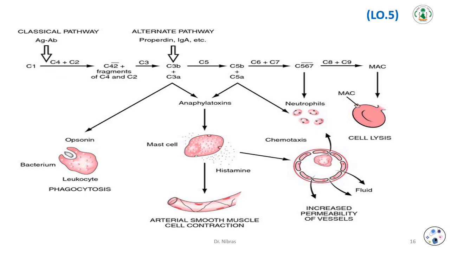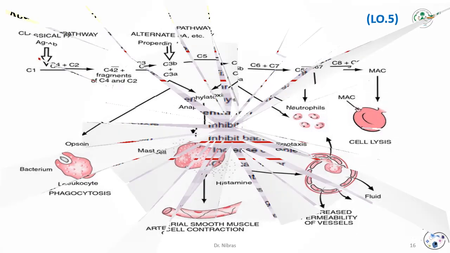Here the classical pathway, alternative pathway, and lectin pathway lead to many effectors, like opsonin, anaphylaxis, and mast cell degranulation, leading to release of histamine, and neutrophils, increased permeability of vessels, cell lysis, and MAC formation: many effector functions of complement.